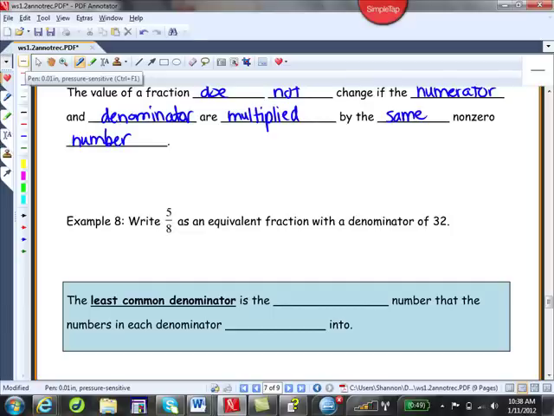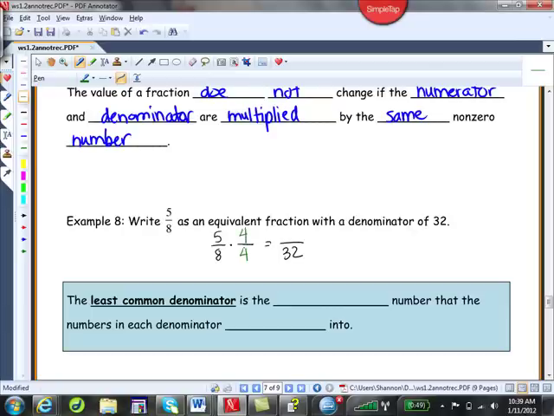So 5/8 times something over something, and we want to get 32 as the denominator. So we're looking to see what number over what number we would use. Well, 8 times what is equal to 32? Good. 8 times 4 is 32. But we have to balance that out. Remember, nothing in math is free, right? So in order to balance it out, we have to put a 4 here because 4 over 4 is 1.